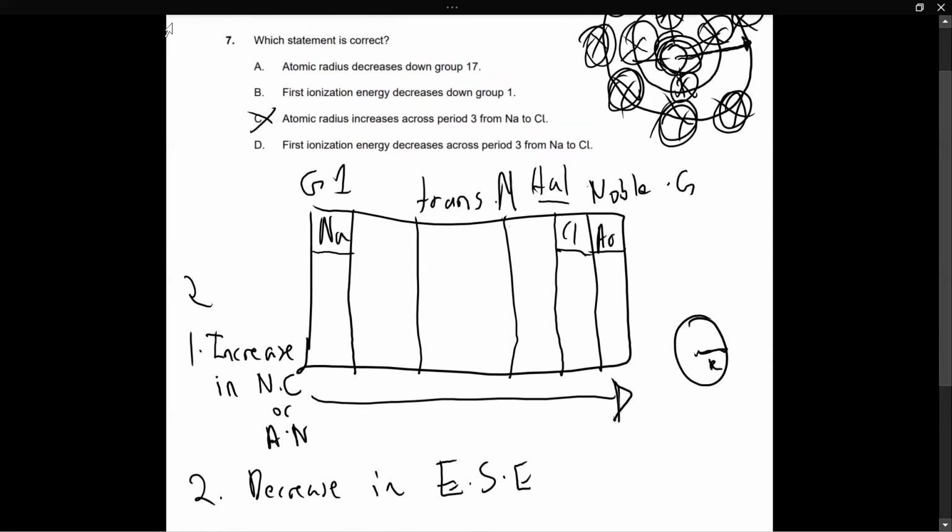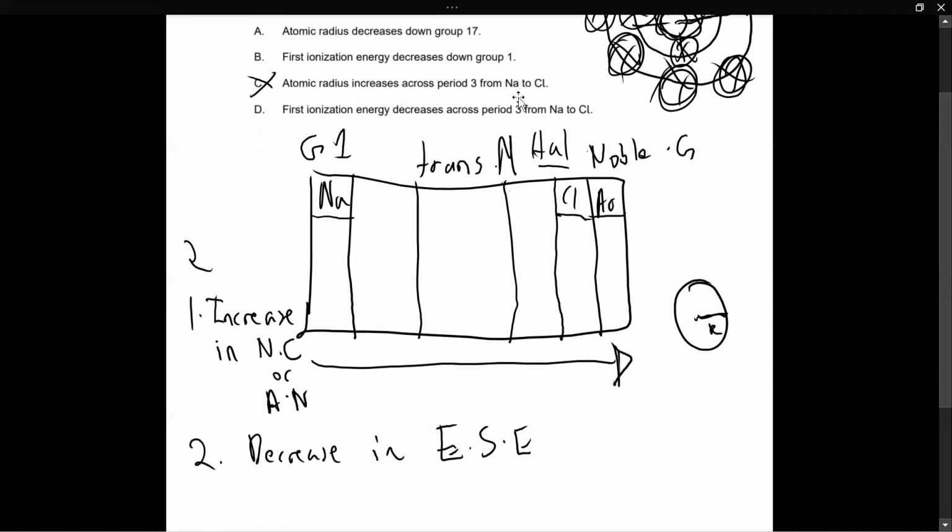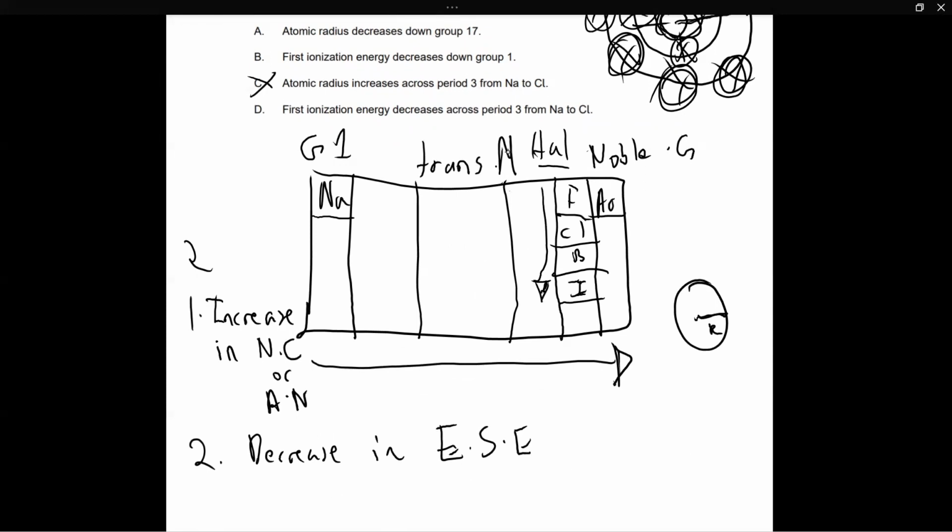Now, let's take a look at the second thing. Atomic radius decreases down group 17. Now, the general trend for atomic radius down a group, remember, periods are horizontal rows and groups are vertical rows. So supposing you move down the halogen group, it starts with fluorine, then it goes on to chlorine, then bromine, then iodine, and so on and so forth, right? As you move down these groups, you're not only moving down the group, but you're also moving down periods.